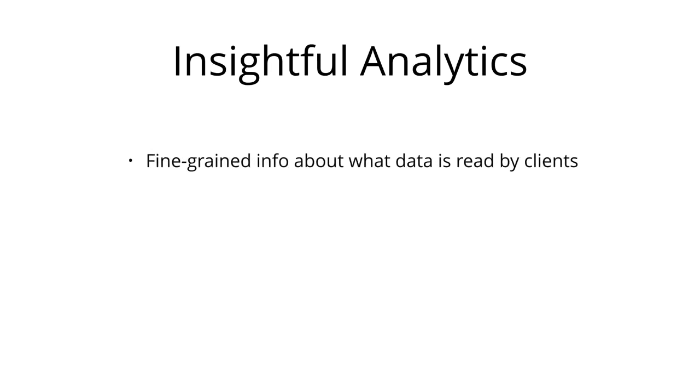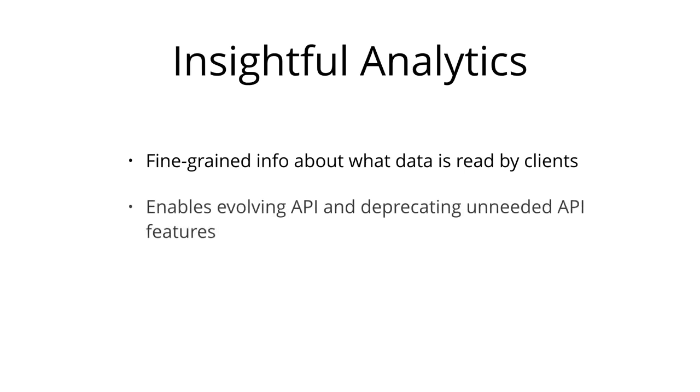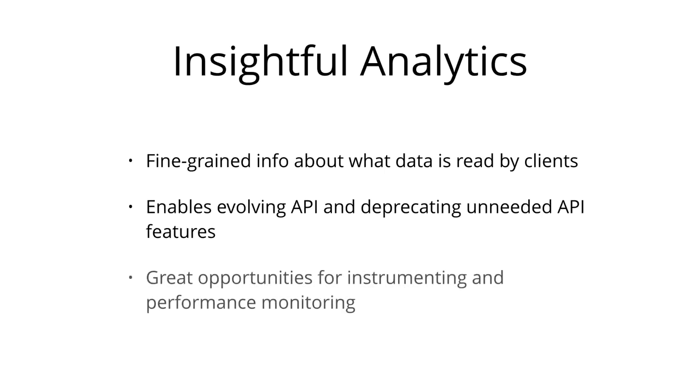GraphQL allows fine-grained insights about the data that's requested on the backend. As each client specifies exactly what information it's interested in, it is possible to gain a deep understanding of how the available data is being used. This can, for example, help in evolving an API and deprecating specific fields that are not requested by any clients anymore. With GraphQL, you can also do low-level performance monitoring of the requests that are processed by your server.